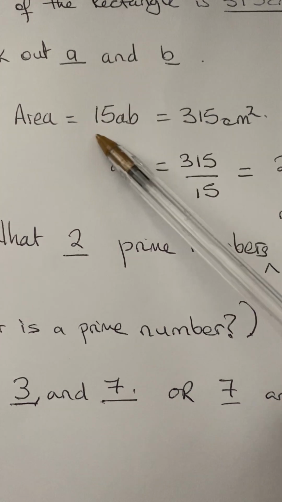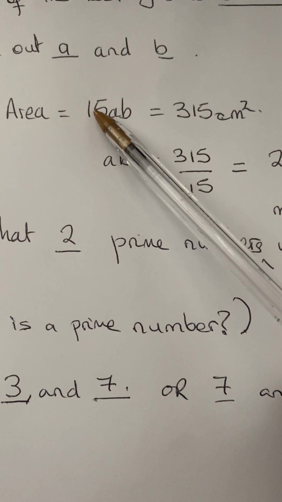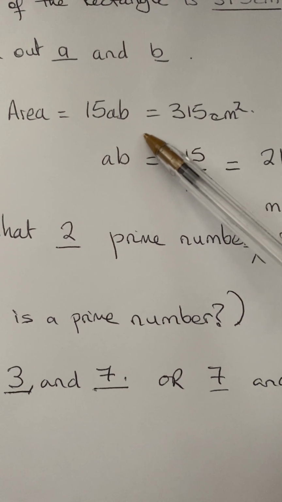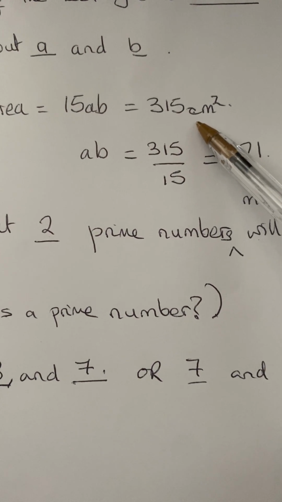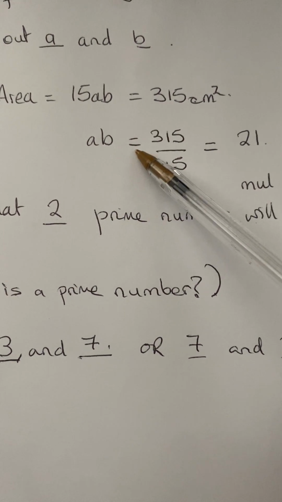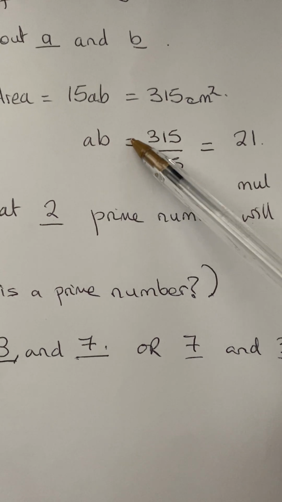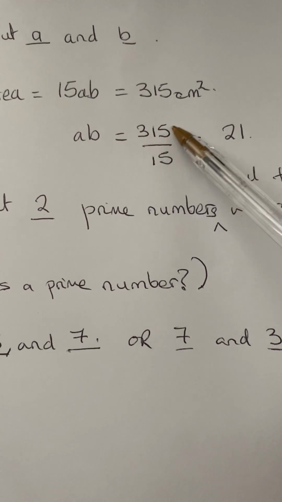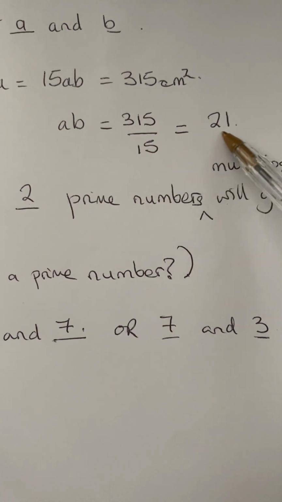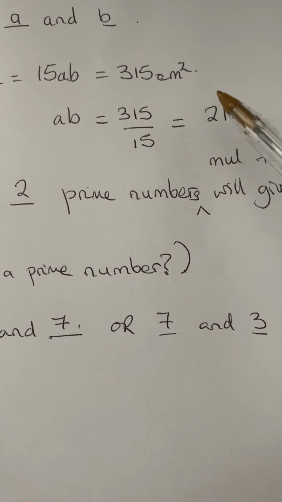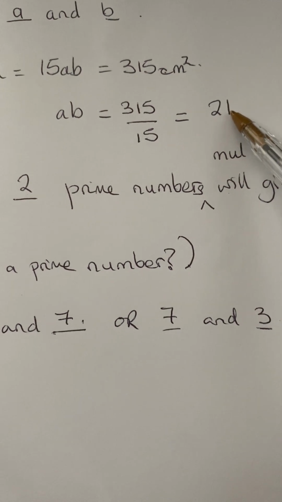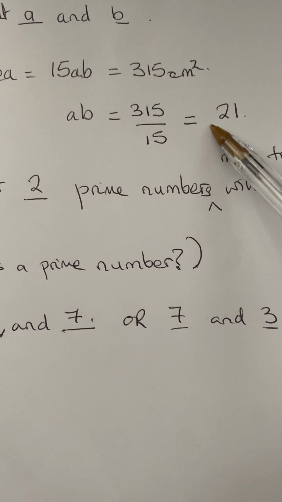So we just work out that the area is 15ab equals 315 centimeters squared. So a multiplied by b is 315 divided by 15, which will give you 21. It's a higher paper and it's a calculator paper, so you can use your calculator here.